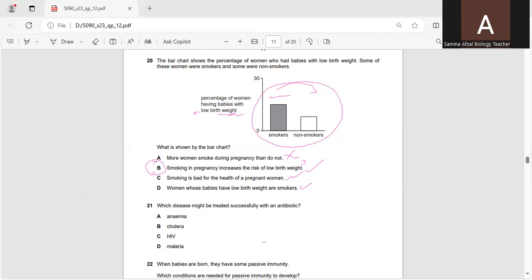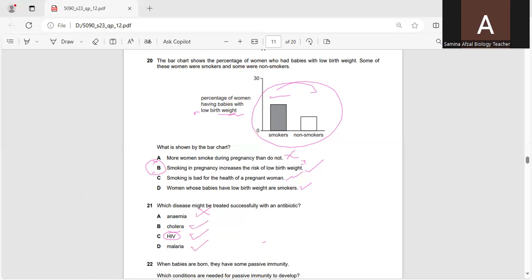Antibiotics are used to kill microorganisms, bacteria. Anemia is the deficiency of blood. Cholera, yes. HIV is viral; you can say it is caused by a virus. HIV is the name of the virus, human immunodeficiency virus. Malaria is caused by plasmodium.